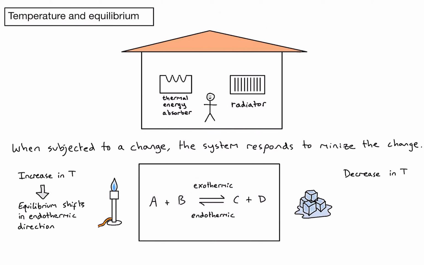So in order to increase the amount of thermal energy inside my box, we must move or shift equilibrium in the exothermic direction. And that's going to result in the concentrations of C and D increasing, and therefore the concentrations of A and B must decrease.